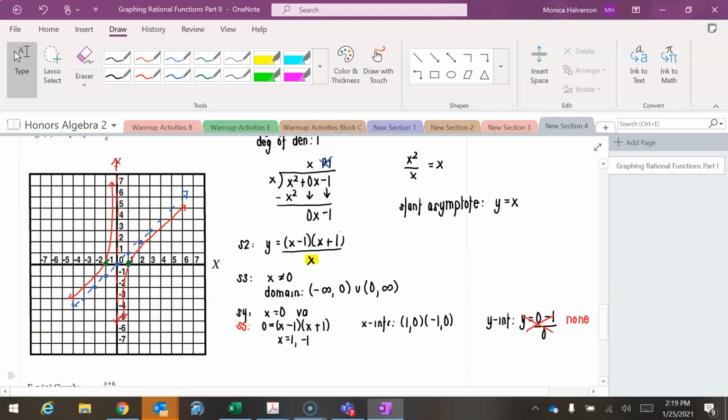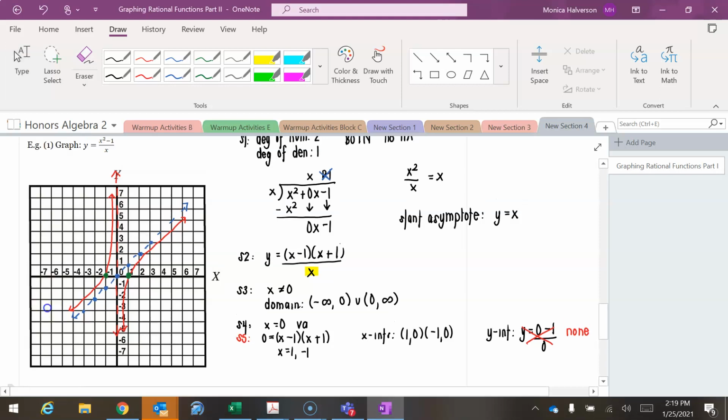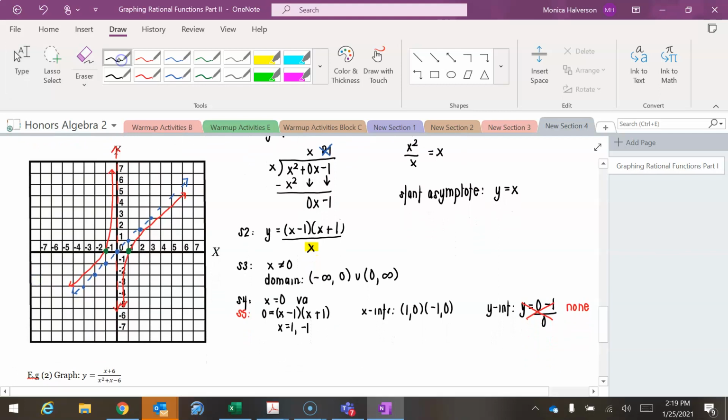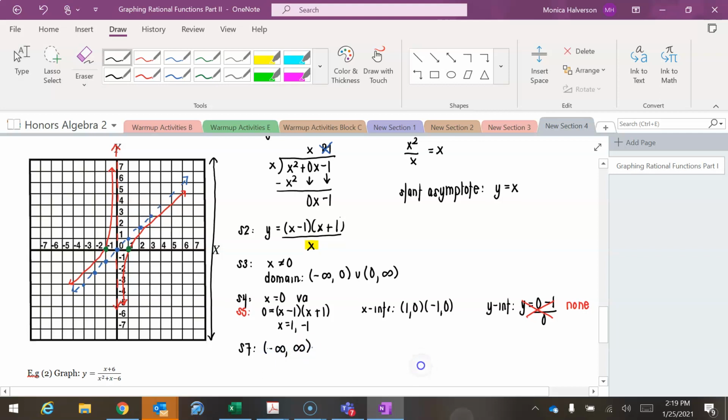Now, the last thing you have to do is identify the range. And once again, identifying the range can only be done by looking at the graph. Well, if we look from top to bottom, all of the y values are going to be included in this graph. So our range is going to be negative infinity to positive infinity.